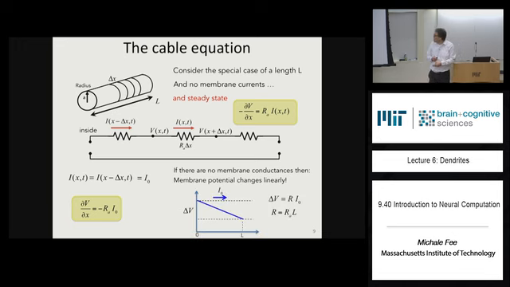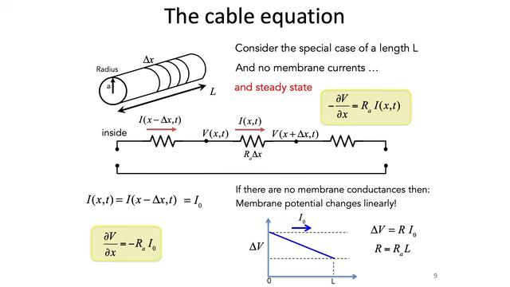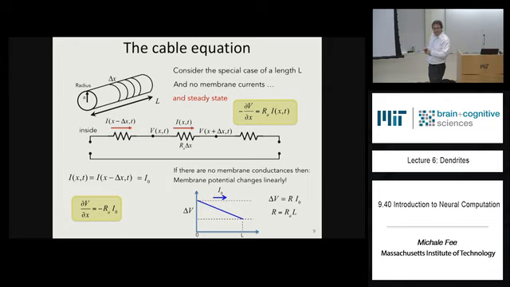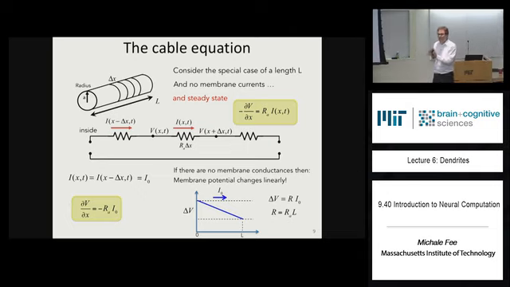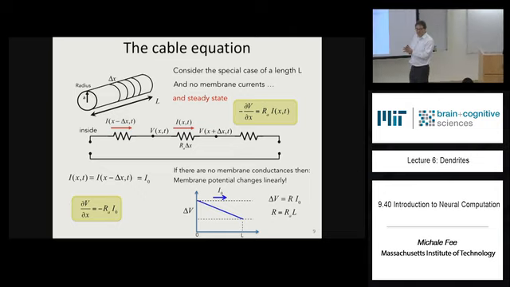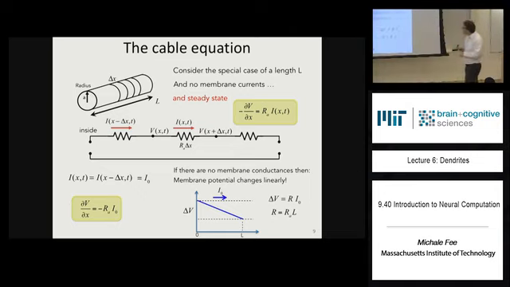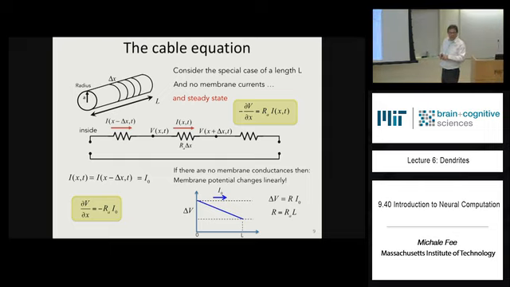Okay? All right, good. Now, you can see that the voltage difference from the left side to the right side is just the total resistance times the current, just Ohm's law again, right? And the total resistance is the axial resistance per unit length times the length, right? Really simple. Voltage changes linearly if you don't have any membrane conductances, and you can just write down the relation between the voltage difference on the two sides and the current. Okay?